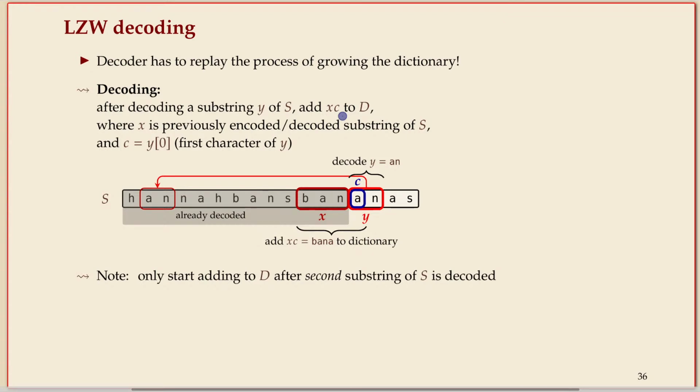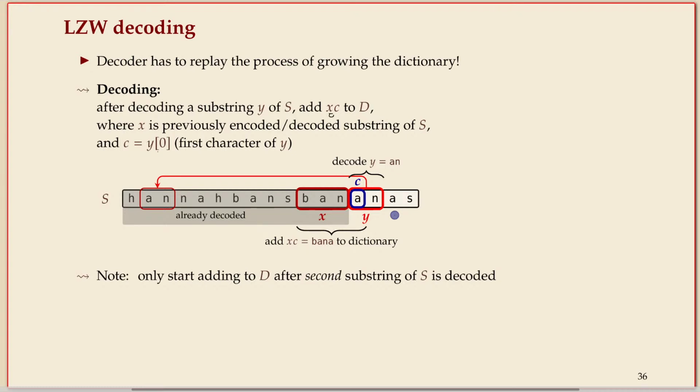So we'll have x as the phrase that we decoded in the last step, y the phrase that we decode now, and xc, this one more letter that we should add, is actually the first character of y, because that's the new phrase.